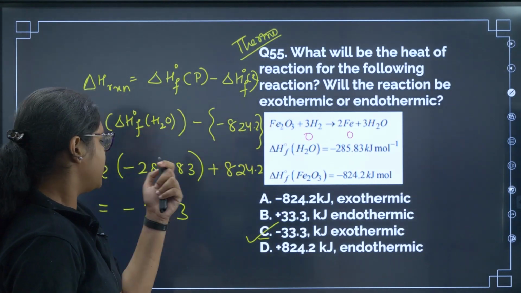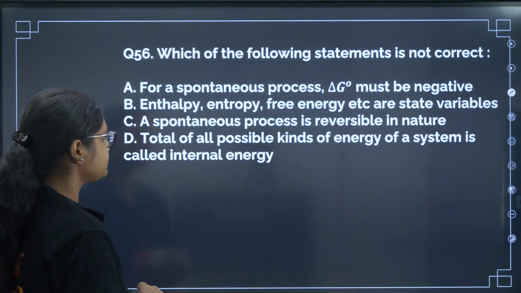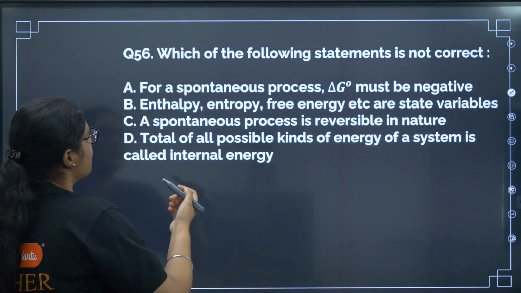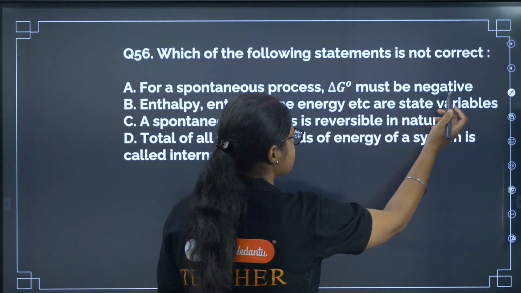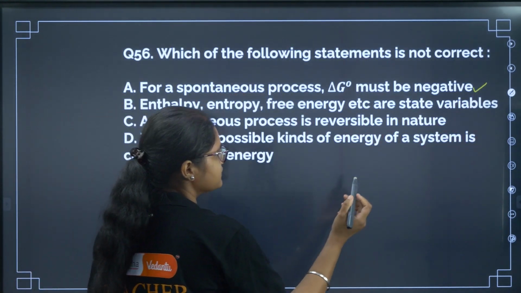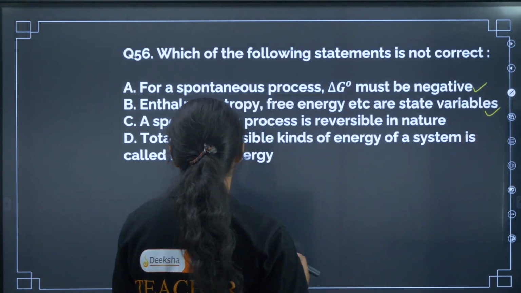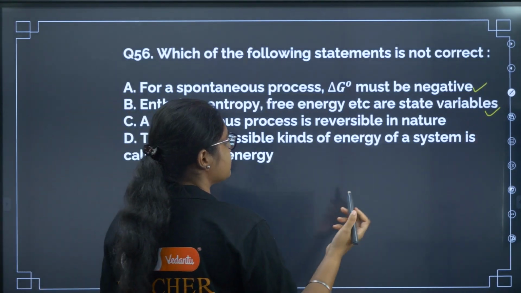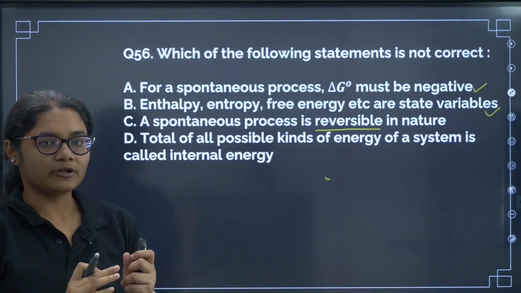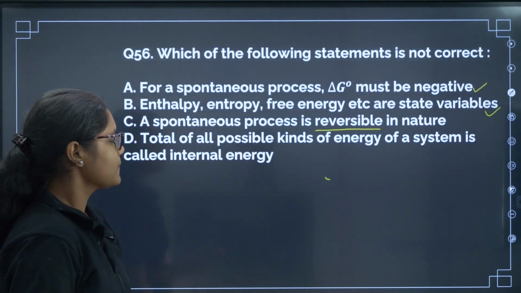Okay. Fine. Next question. Which of the following statements is not correct? For a spontaneous reaction, delta G must be negative. Yes, that is correct. Enthalpy, entropy, free energy are all state variables. Yes, that is also correct. A spontaneous process is reversible in nature. See, this statement is wrong. A spontaneous process is irreversible in nature.